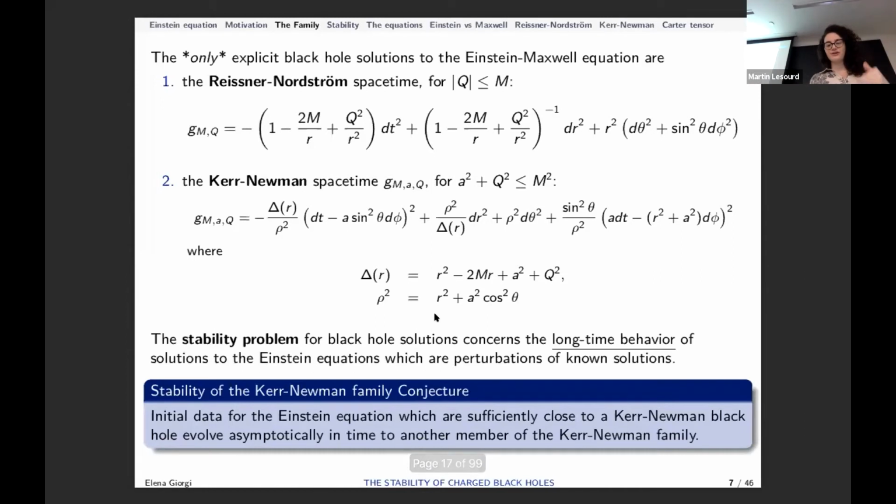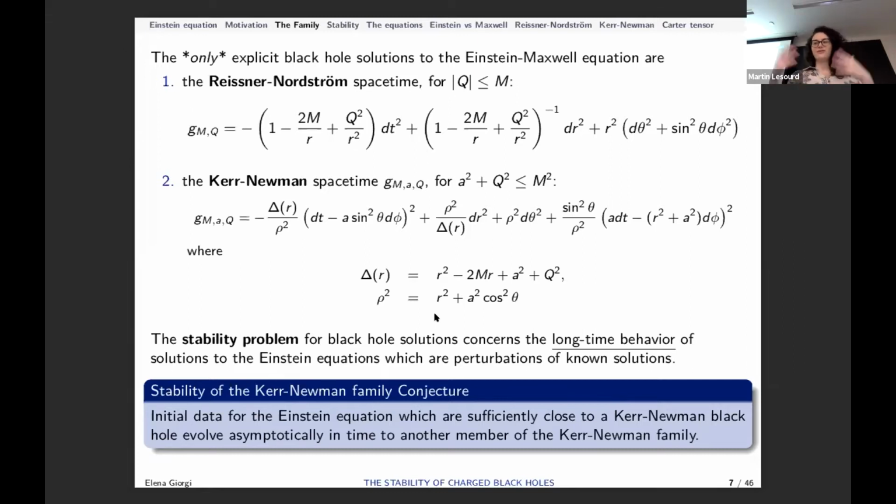Okay, so we also heard a lot already about the stability problem, so I'm not going to repeat what the stability problem is per se. I'm just going to say that it concerns the long-time behavior of solutions to the Einstein equation, which are perturbations of known solutions. In particular, there is the stability of the Kerr-Newman family conjecture. Again, we've heard about it already. That says that if you perturb the initial data of a Kerr-Newman black hole, this perturbation will evolve to something that in time is going to converge to another member of the Kerr-Newman family.